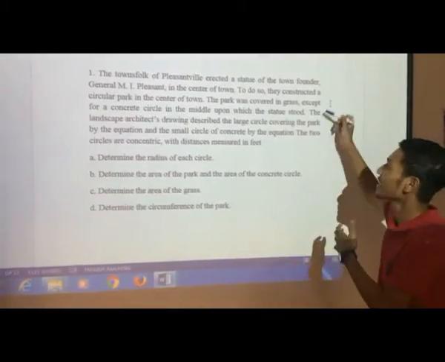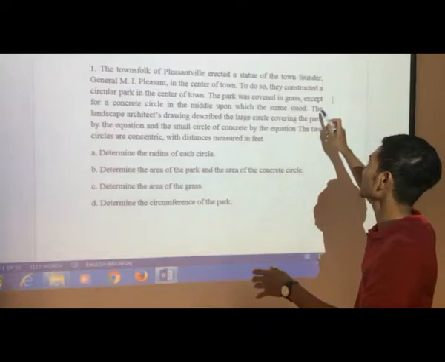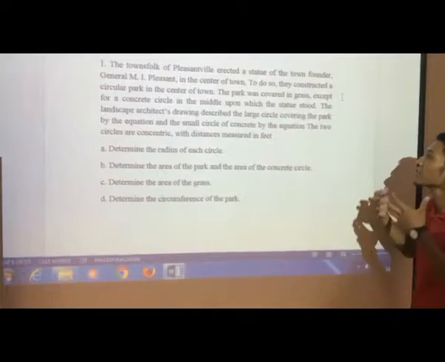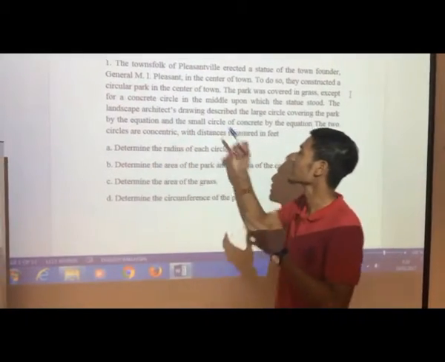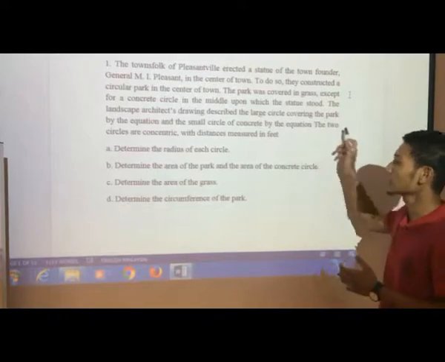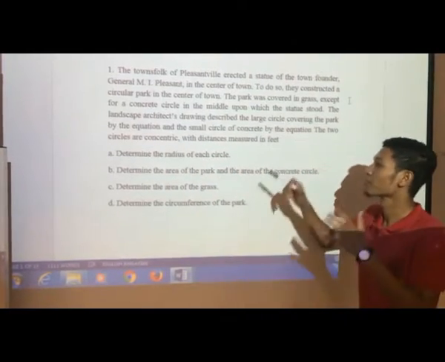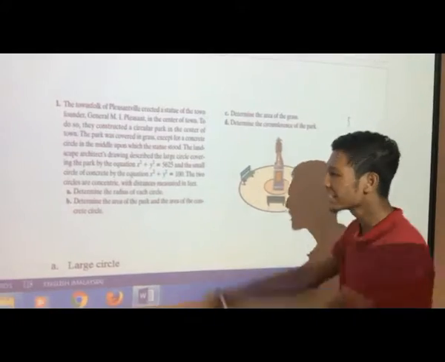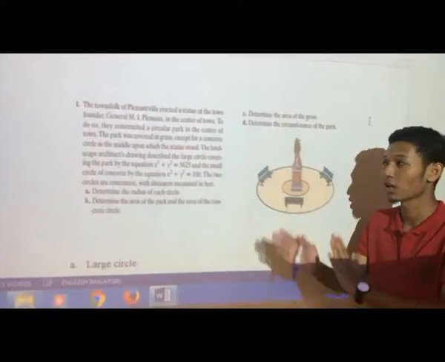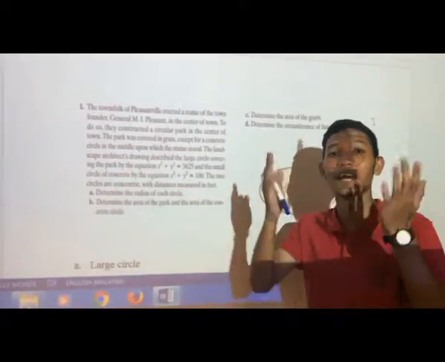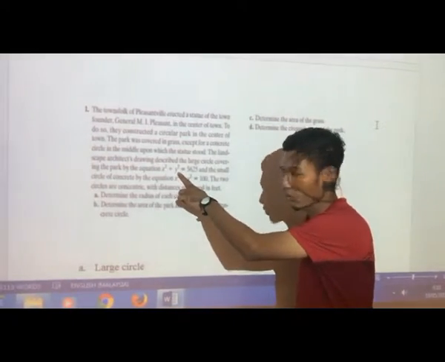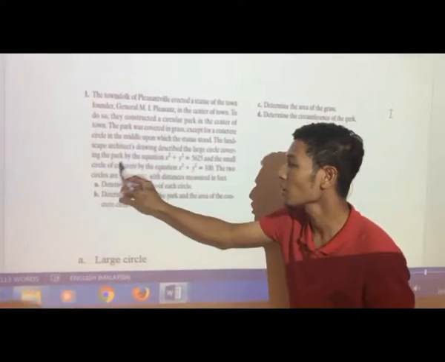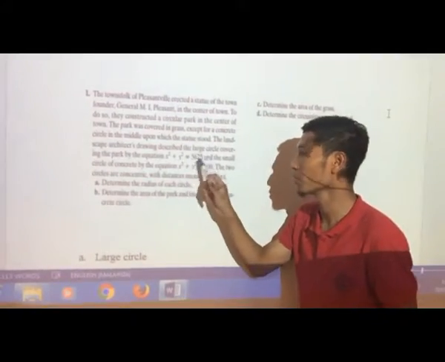This is the question of the application of the circle. The landscape architect's drawing describes the large circle covering the park by the equation x squared plus y squared equals 5,625, and the small circle of the concrete by the equation x squared plus y squared equals 200. The two circles are concentric, with distance measured in feet.